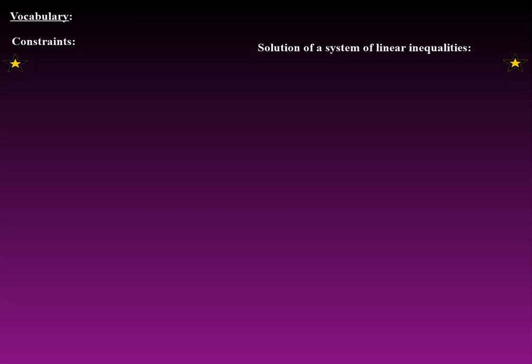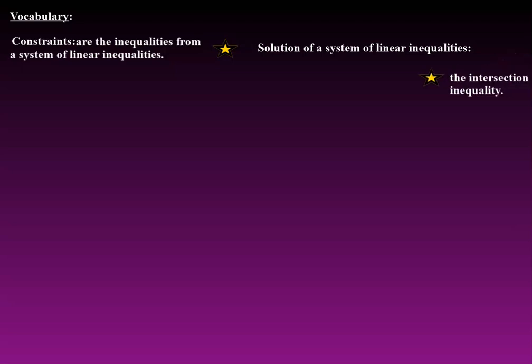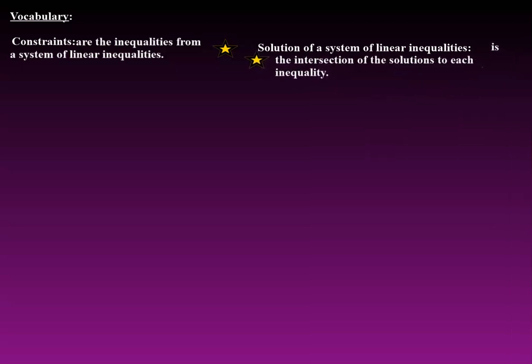Vocabulary. In this section we have two vocabulary words. We have constraints. Constraints are the inequalities from a system of linear inequalities. And solution of a system of linear inequalities. A solution of a system of linear inequalities is the intersection of the solutions of each inequality.